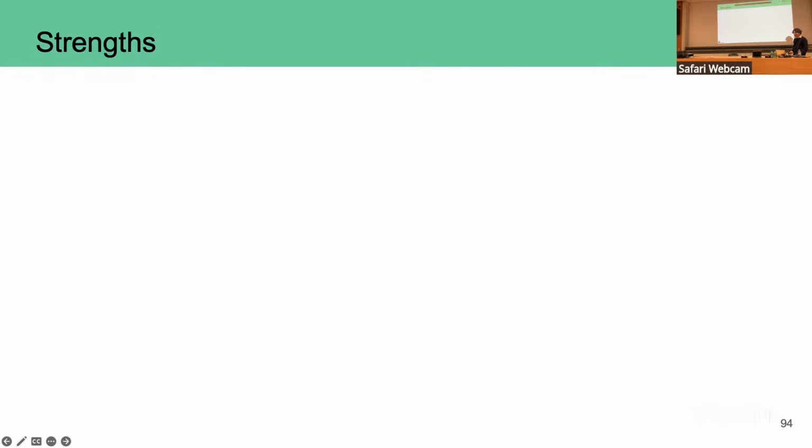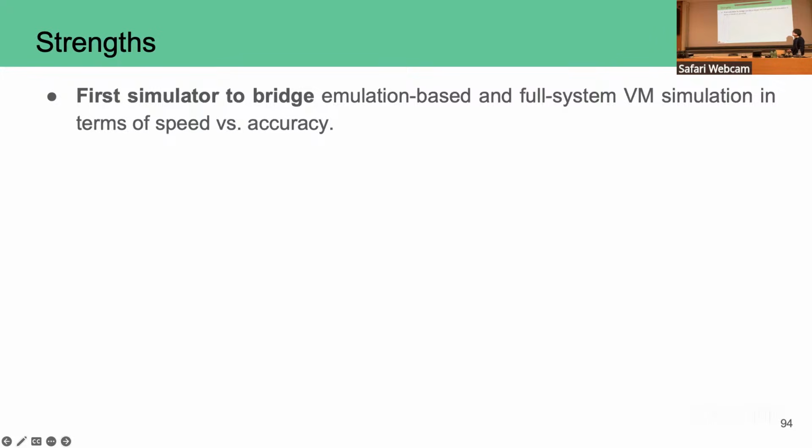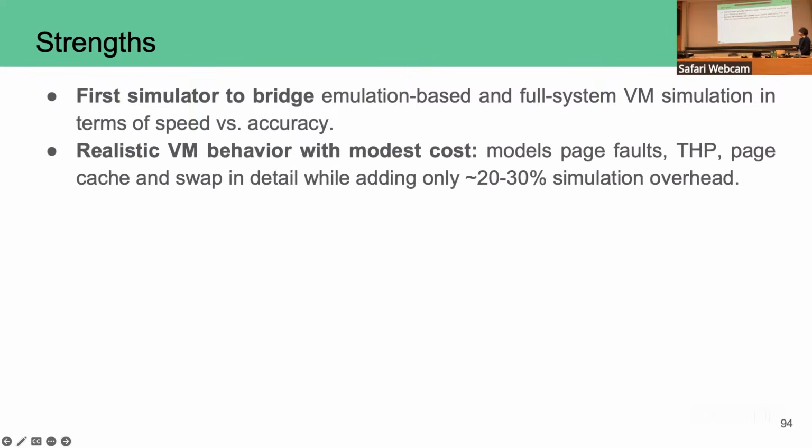All right, now let's turn our attention to some strengths of the paper or the whole project as a whole. So first, it is the first simulator to bridge an emulation-based and full system with VM simulation in terms of speed and accuracy, so far as I know. And it has a realistic VM behavior with modest cost. It models page faults, THP, page cache, and swap in detail while adding only around 20 to 30% simulation overhead.